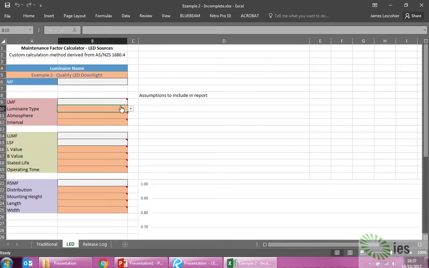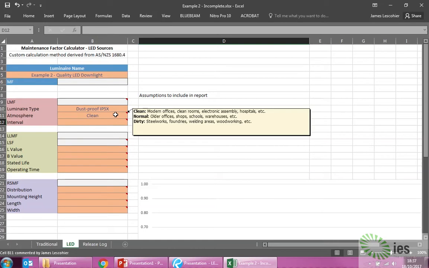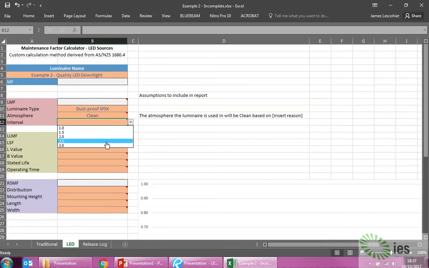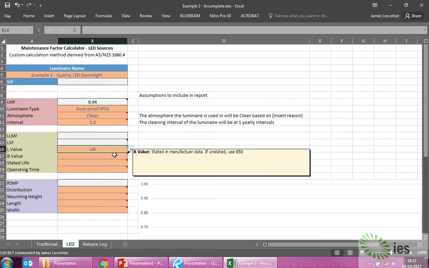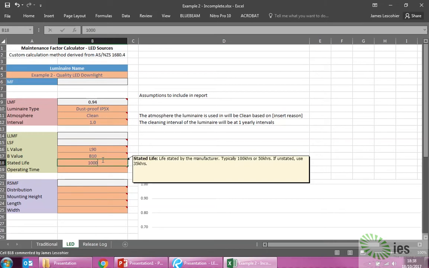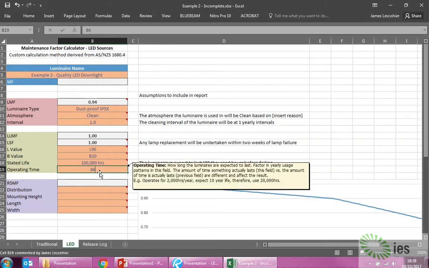All right, our quality LED downlight is a dustproof fitting. Its atmosphere is clean. I've got little notes over here as well. They really help as far as reading what's going on. And these are text, I believe, that are straight from the standard or otherwise clarified by me. Interval, we were cleaning it yearly. Its L value was L90, B10, 100,000 hours. There's enough zeros. And we've got 8450 on its life.